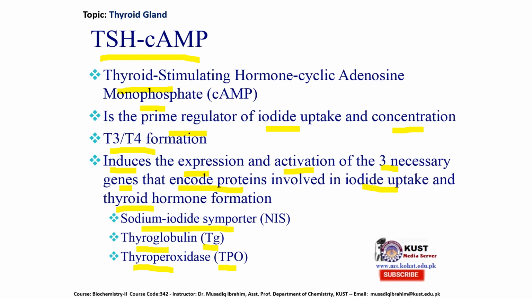So the proteins which are responsible for the synthesis of the hormones as well as for the uptake of iodide are these three proteins. Now these three proteins are being induced by the TSH cyclic AMP, and as a result of induced stimulation there is more iodide uptake as well as more thyroid hormone formation taking place within the thyroid gland. So that is the basic function of the TSH cyclic AMP.